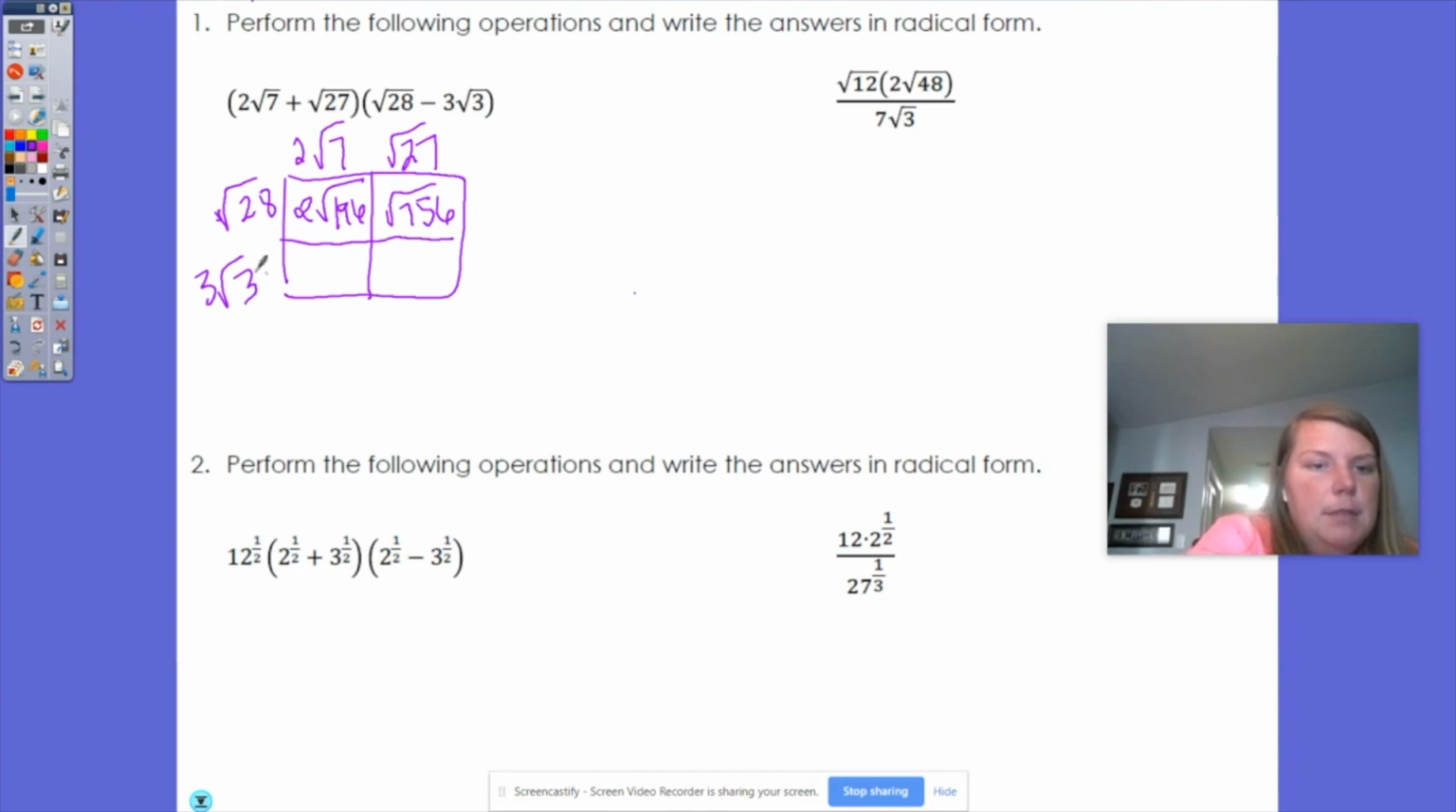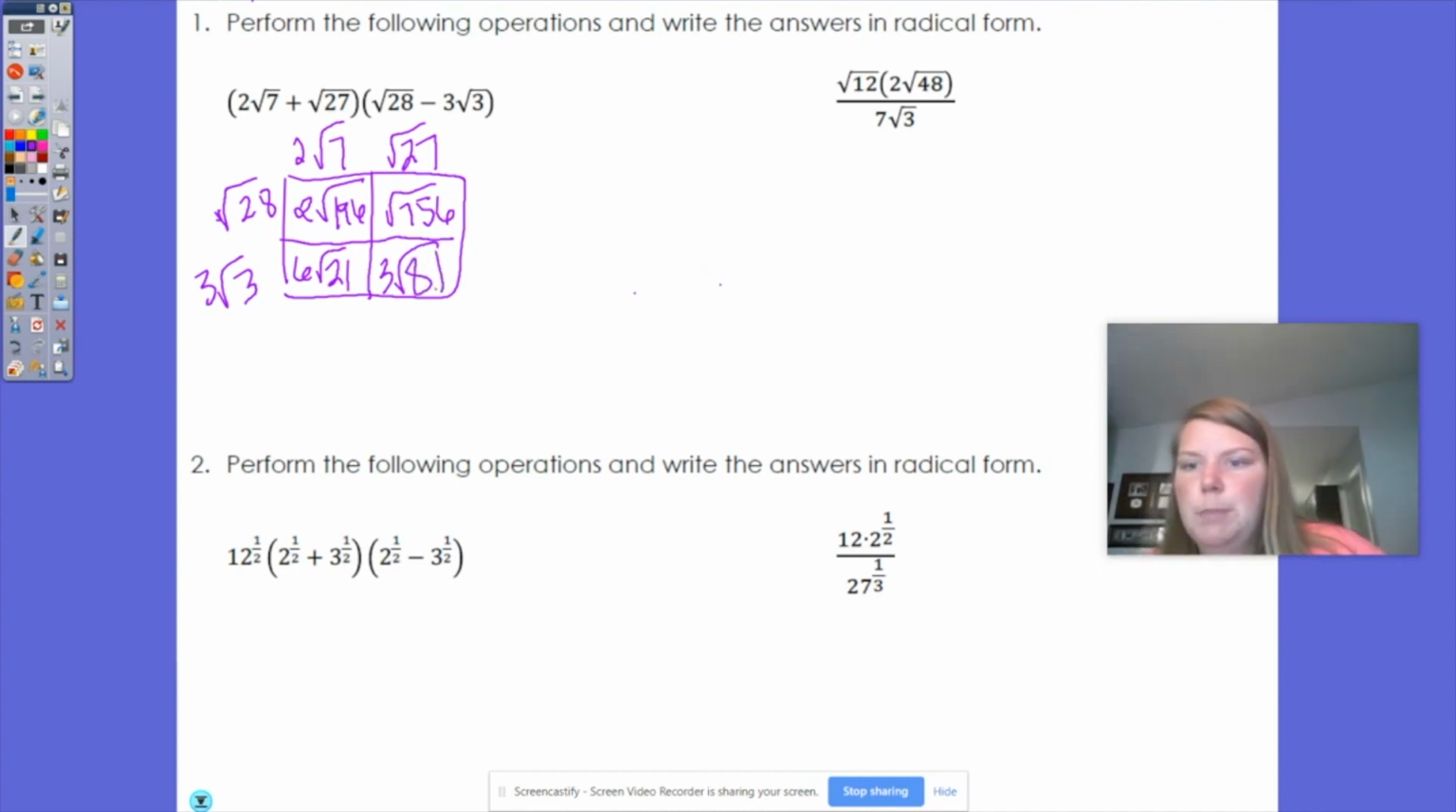And then 2 times the outside 3 would be 6. And then 3 times 7 would just be the square root of 21. And then 3 times 1 would just be 3. And then 27 times 3 would be 81. So there's all my pieces multiplied together. So then I want to see if I can simplify as much as I can here.